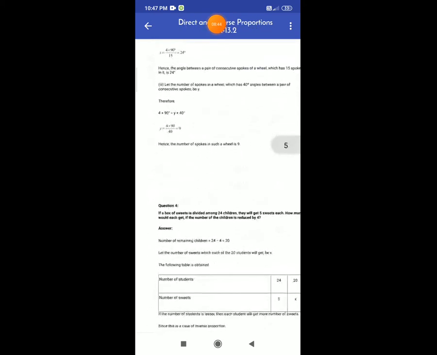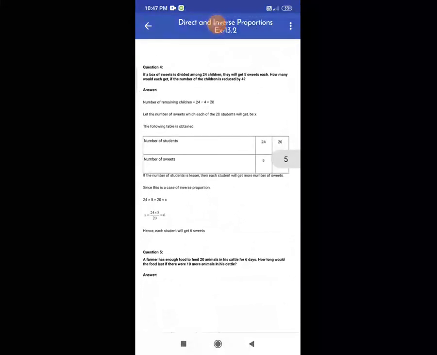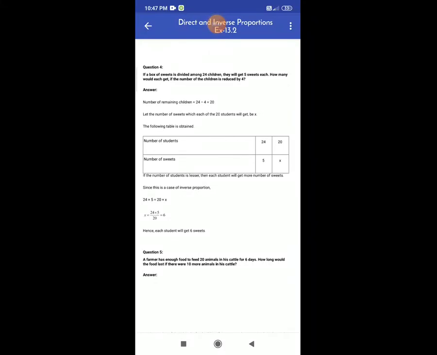Now, next question, number 4. If a box of sweets is divided among 24 children, they will get 5 sweets each. How many would each get if the number of children is reduced by 4? Here, the number of remaining children is equal to 24 minus 4, which is equal to 20. Let the number of sweets which each of the 20 students will get be x.